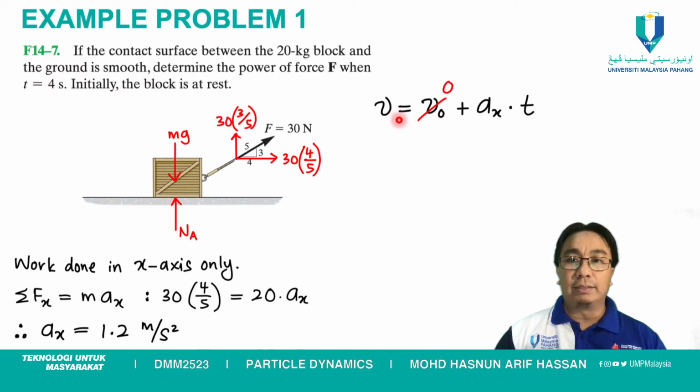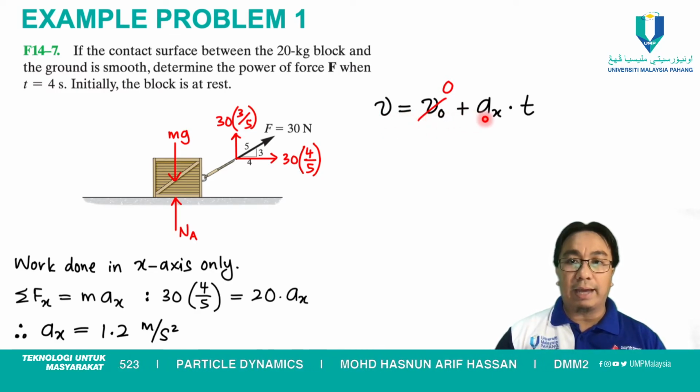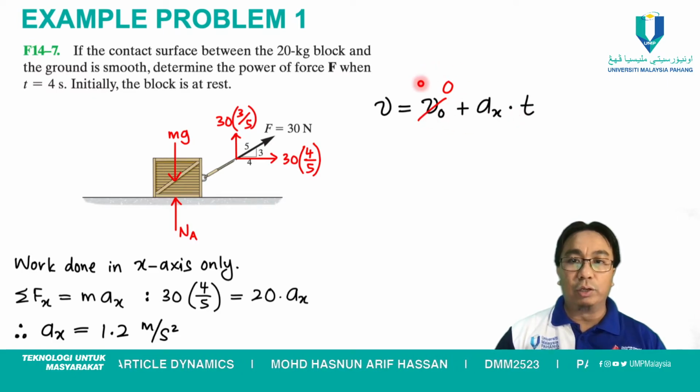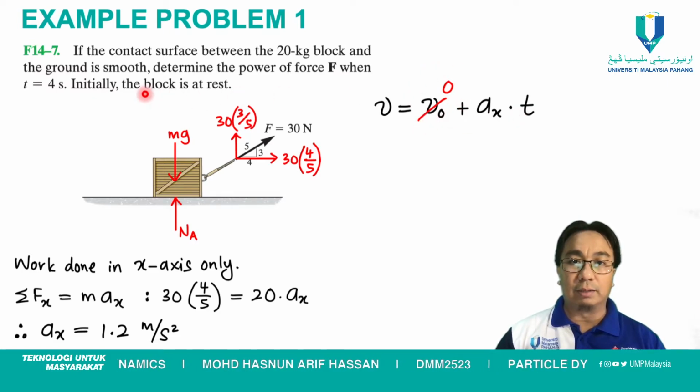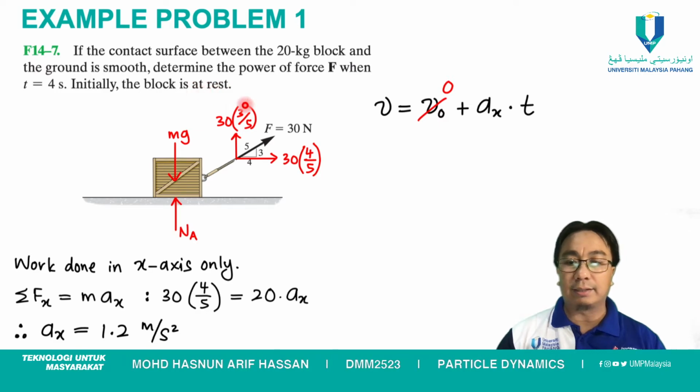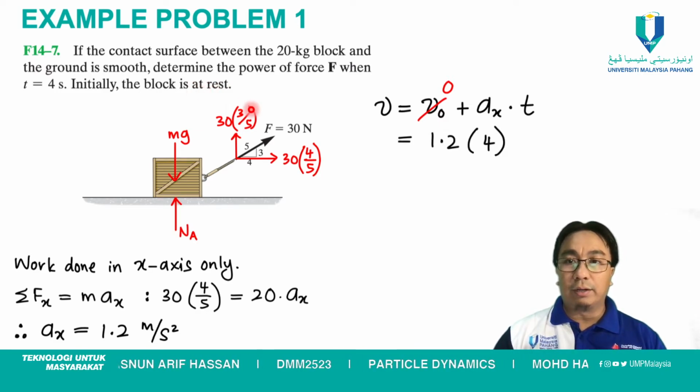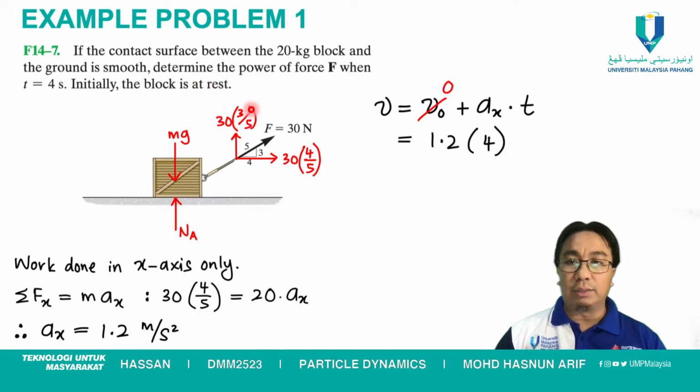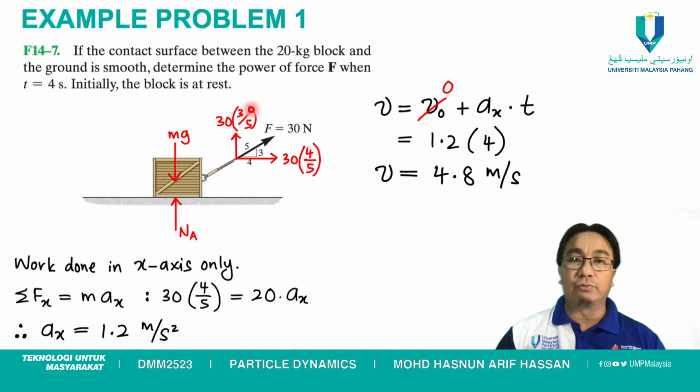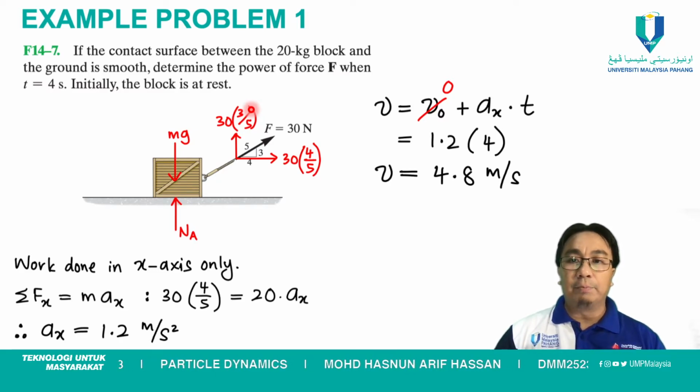So we need to find what is the velocity at time t equals 4 seconds. So v is equal to v naught plus a_x times t. V naught, we know it is equal to 0 because the block is initially at rest. So we have a_x is 1.2, t is 4 seconds. So v is 4.8 meters per second.